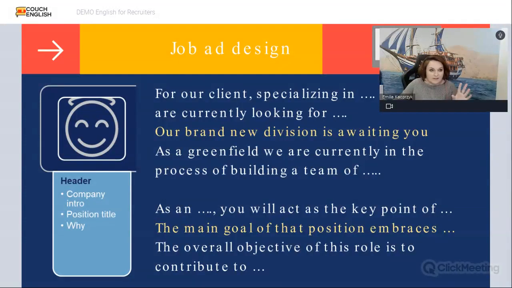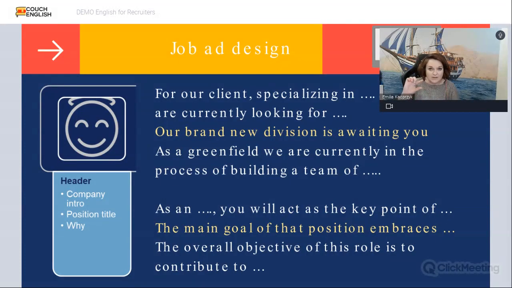If I want in that header probably, or maybe somewhere a little bit below, to add a few things about the position for which I'm recruiting the candidates, I can say, and then of course I would provide some information about the position. So as an accountant, you will act as the key point of contact. I can also say the main goal or the main objective of that position embraces, and then of course I'm talking about the main goal.